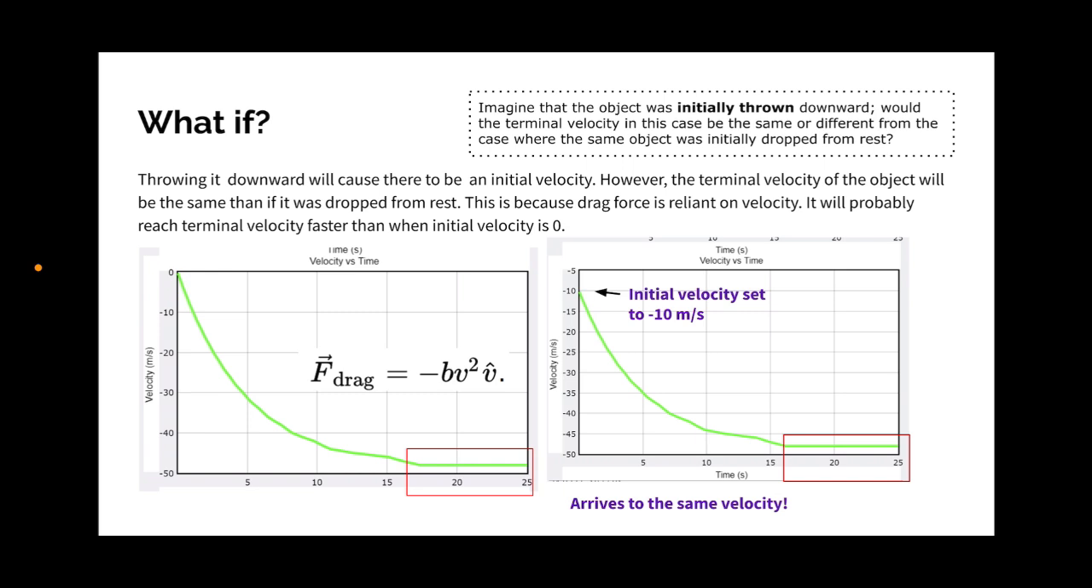And it will probably reach the terminal velocity faster than if its initial velocity was 0. But as you can see from our two graphs, it reaches the same point. It reaches the same constant and the same velocity in our asymptote.